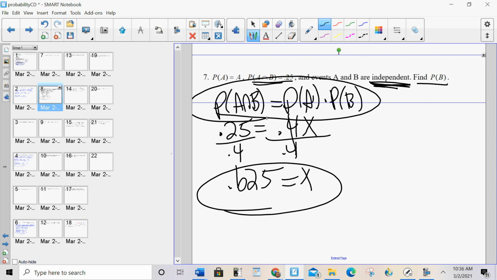And they may ask you for P of A and B. They may ask you for P of A. They may ask you for P of B. You just put whatever values they give you into the appropriate spots. And if you need to, do the algebra from there.